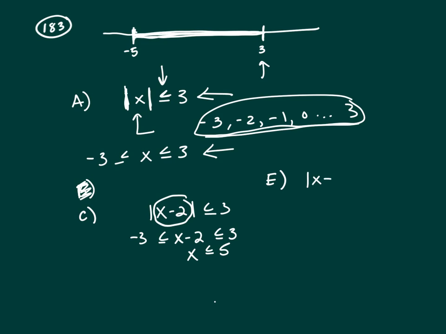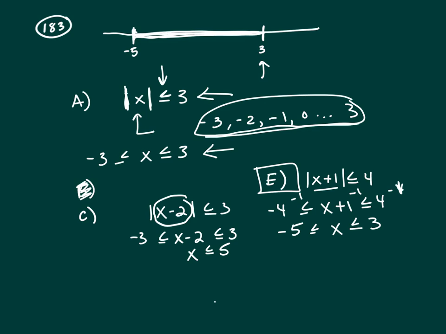You've got absolute value of x plus 1 less than or equal to 4. That means that x plus 1 expression has got to be in between a 4 and a -4. So let's subtract 1 from everywhere. That's going to give me a 3 on this end and a -5 here, and that's what we have. So your answer is E.